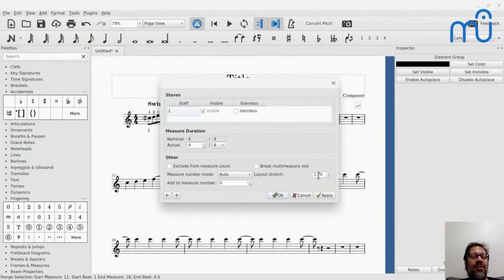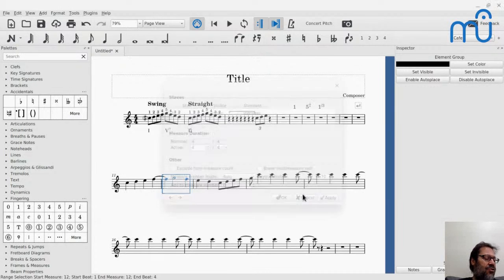We'll just use whatever's in the Format, Style setting for spacing. But this stretch setting is how much more stretched it is. So numbers bigger than 1 stretch it out more than that. Numbers less than 1 stretch less than that. So those are some other numbers that can affect spacing in your score.